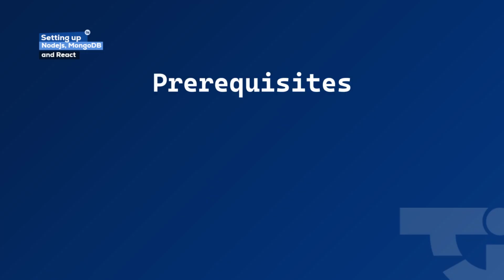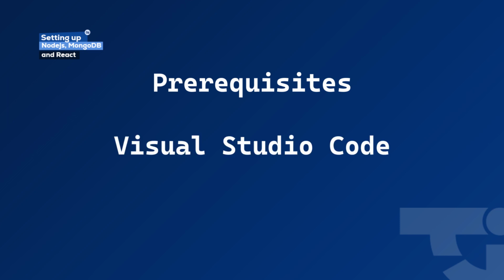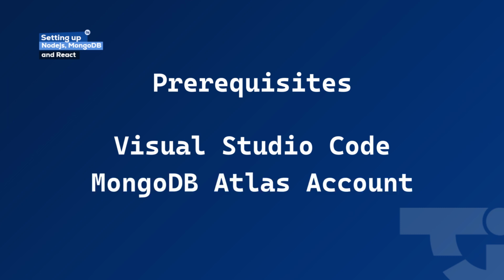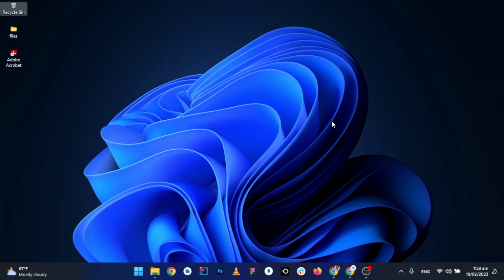So there are a few prerequisites. You're going to need, of course, your Visual Studio Code, and you're going to need a MongoDB Atlas account, and then you're going to need Node.js installed. Now I'll run you through the entire process, of course.